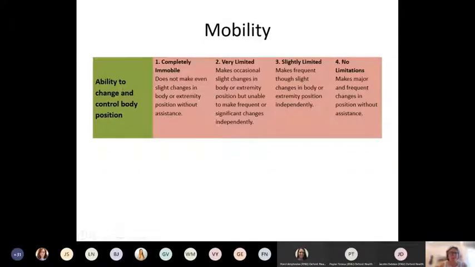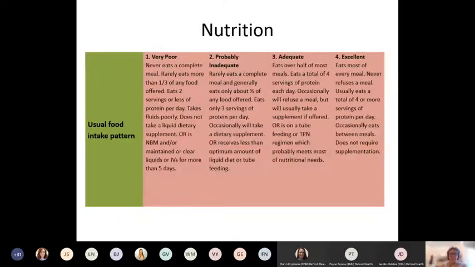Whereas ability to change and control body position is not necessarily that. It could be somebody who is bed bound but wriggles in bed. It could be somebody that is chair bound but moves around in bed. And you need to be looking at how much do they move, how much do they slightly change their position, and how frequently do they do that. So there's the 2 aspects of mobility there, and you need to think quite carefully about that.